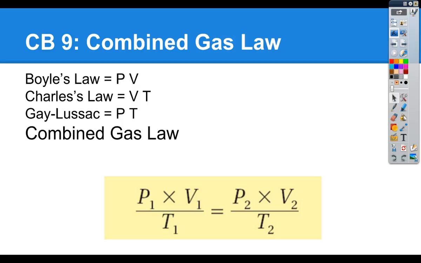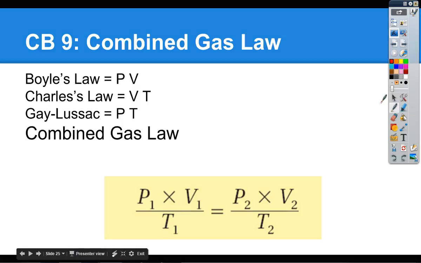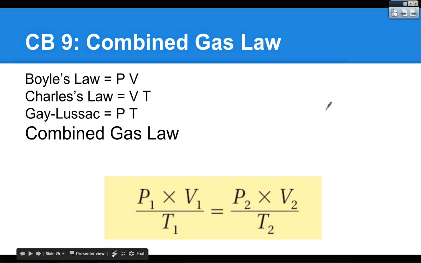Well, now what we have here is what we call the combined gas law. In the combined gas law, we put all 3 of those laws into one place. And as you can see here, it's P1 times V1 over T1 equals P2 times V2 over T2.